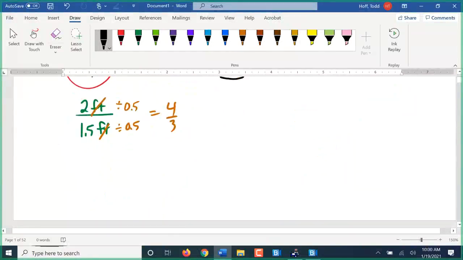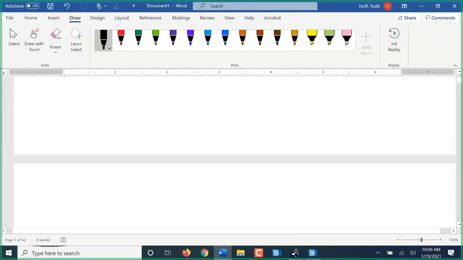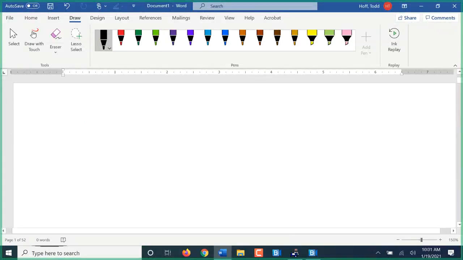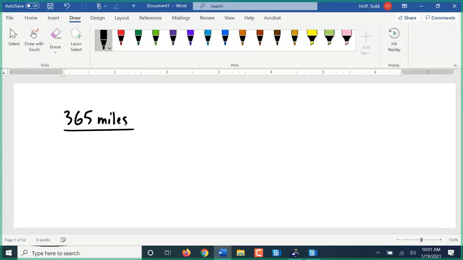So the next question is, well, what happens if units aren't the same and we can't change them like we did here? Let's say we go for a drive and we drive 365 miles, 7 hours. Here I cannot convert miles into hours, and I can't convert hours into miles. They are different units. They're going to be staying different units. This is what is referred to as a rate.